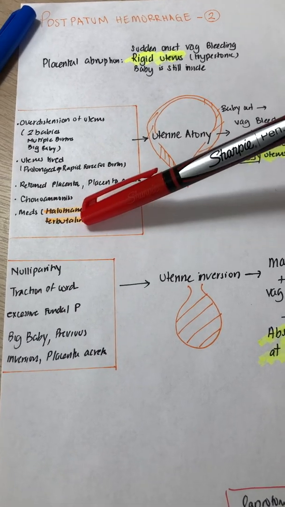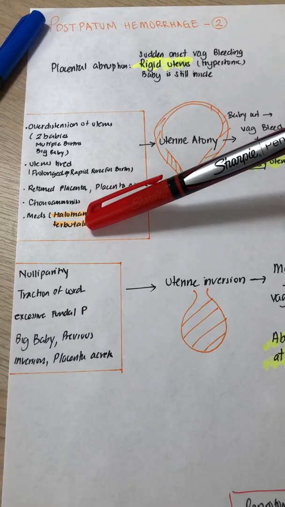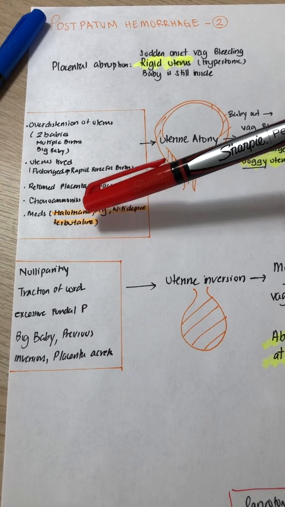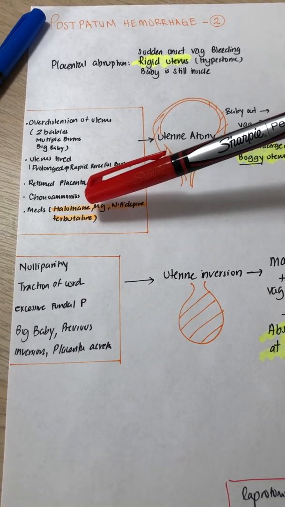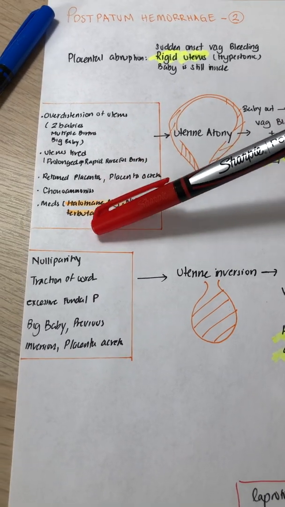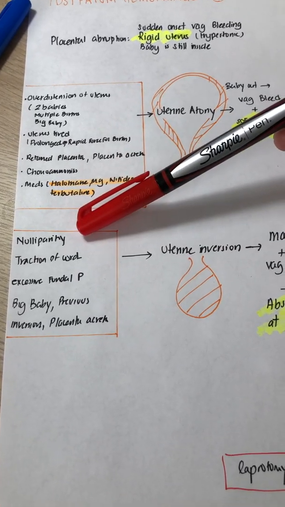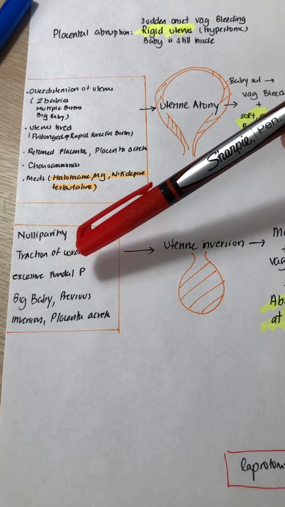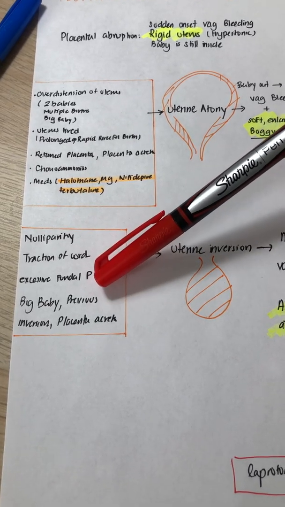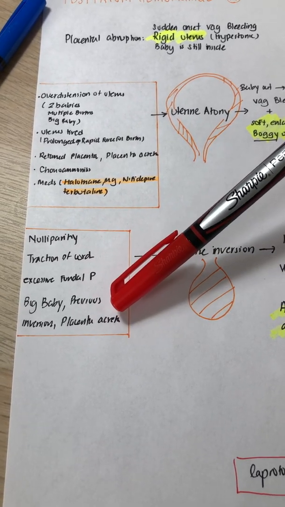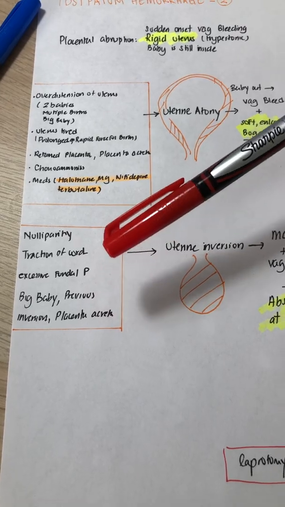So this is a beta agonist, so it's used in asthma, I think. And then for uterine inversion: nulliparity, too much traction, excessive fundal pressure, big baby, previous inversion, and placenta accreta.